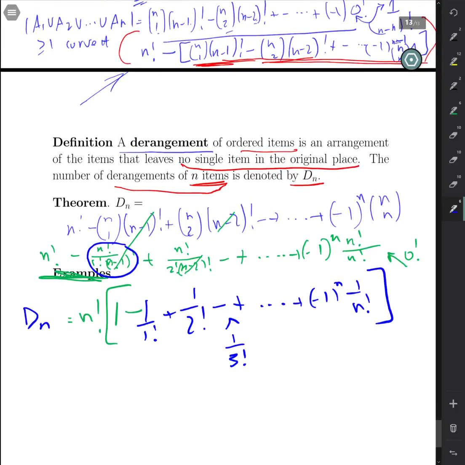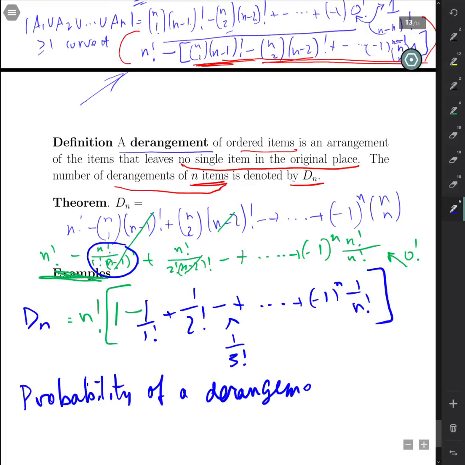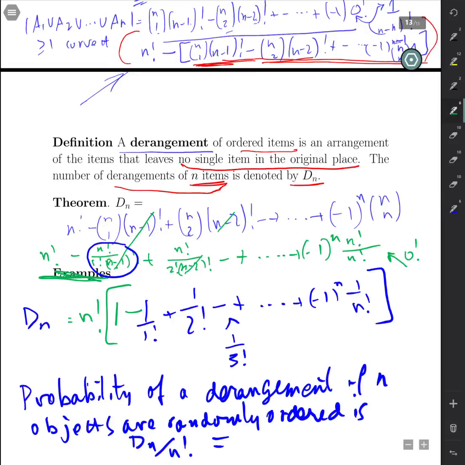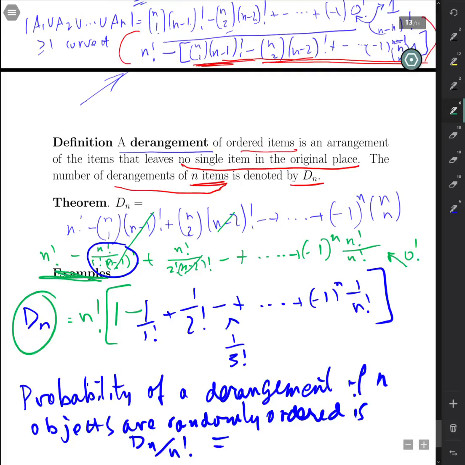There's one other thing I want to do here, and that is I want to say the probability of a derangement if n objects are randomly ordered is d sub n over n factorial, and using our expression for d sub n above, the n factorial cancels, leaving 1 over 0 factorial, yeah, I'm going to write it that way, minus 1 over 1 factorial, plus 1 over 2 factorial, etc., minus plus, dot, dot, dot, plus minus 1 to the n over n factorial.